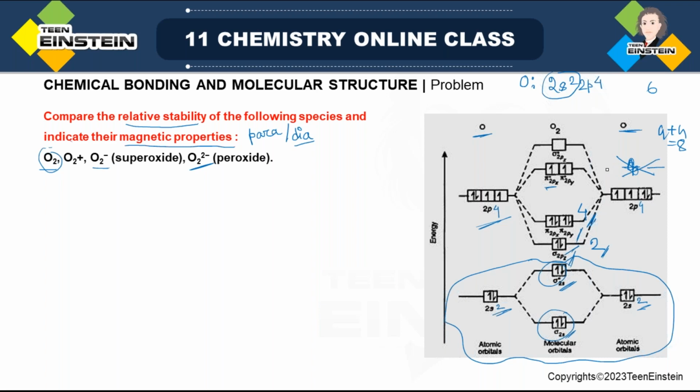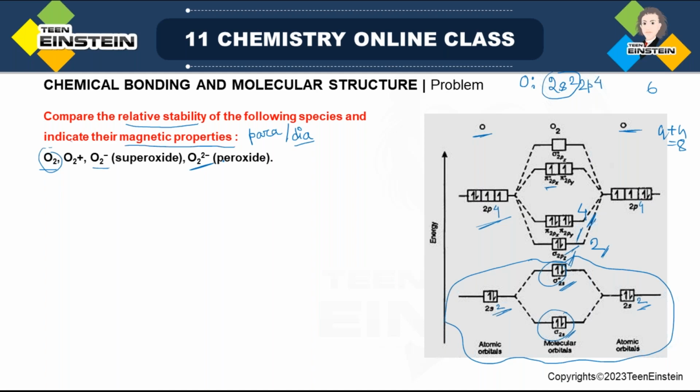Because according to Hund's rule, as these two are degenerate, first you have to fill one electron in each. After that, if an extra electron is present, then you can do pairing. But here there will be no pairing. So in this case, we have unpaired electrons. So the magnetic property, obviously, will be paramagnetic.